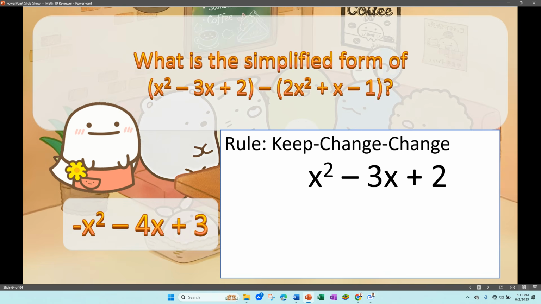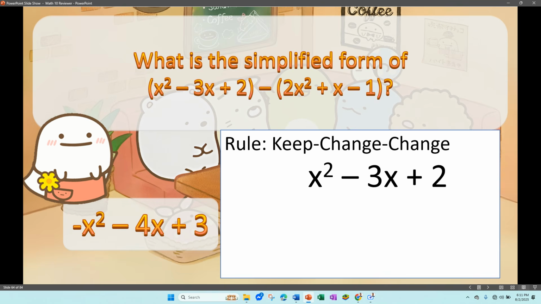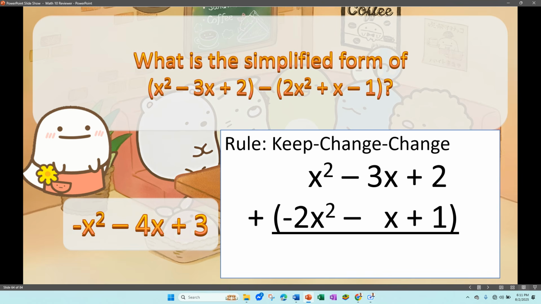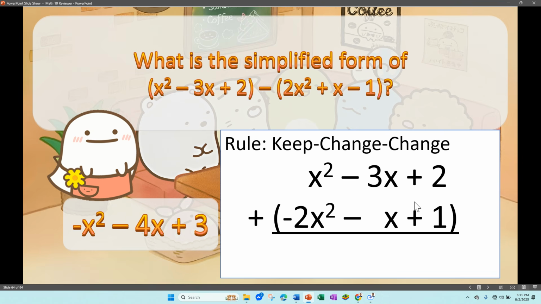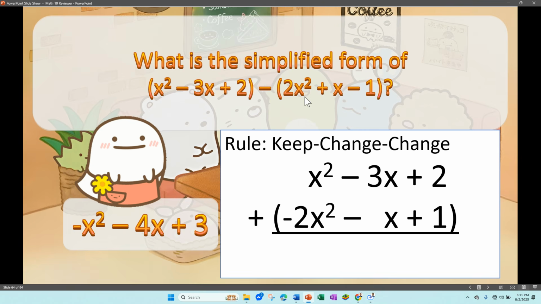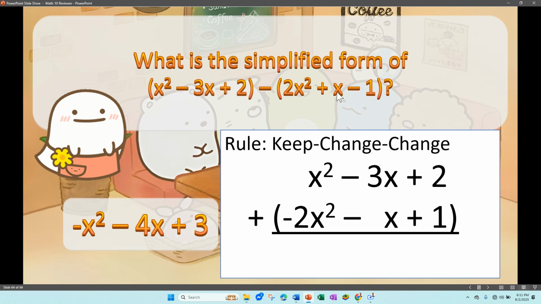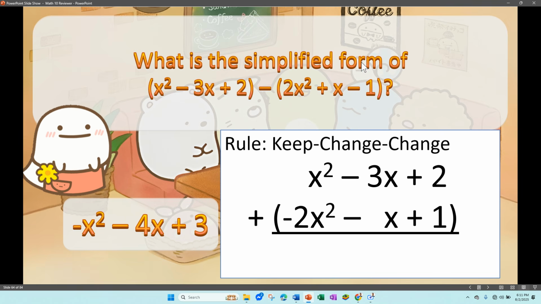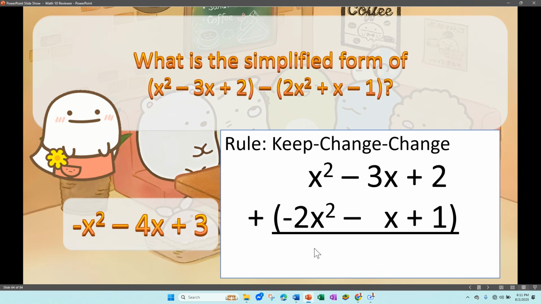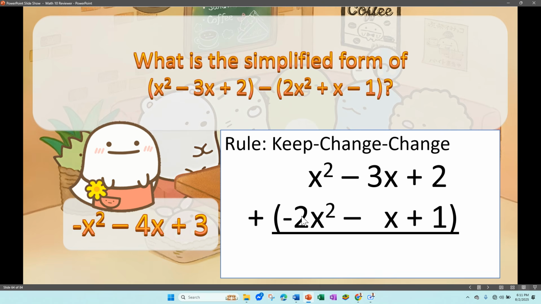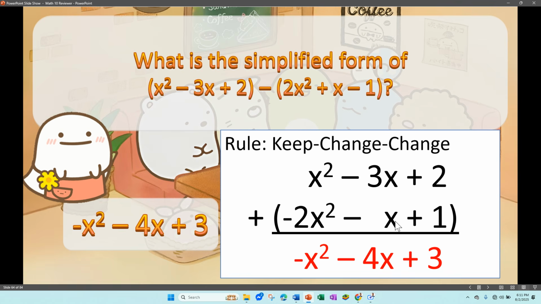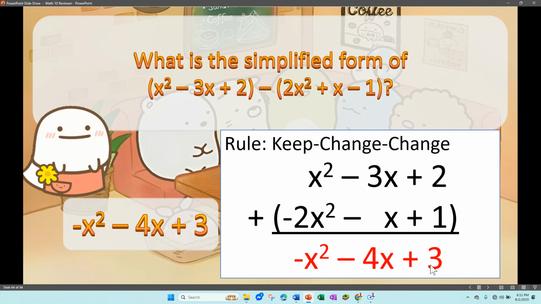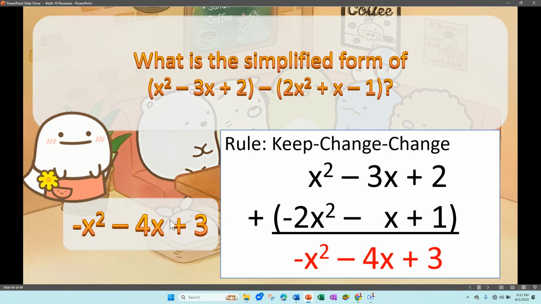So ilalagay muna natin yung first polynomial, that is keep. So instead of minus, we will proceed to addition at magbabago po yung sign ng ating terms in second polynomial. So itong 2x squared magiging negative 2x squared. This positive x becomes negative x, and this negative 1 becomes positive 1. Then add the coefficients po. So 1x squared minus 2x squared is negative 1x squared. Negative 3x minus 1x is negative 4x. 2 plus 1 is 3. And that is the difference.